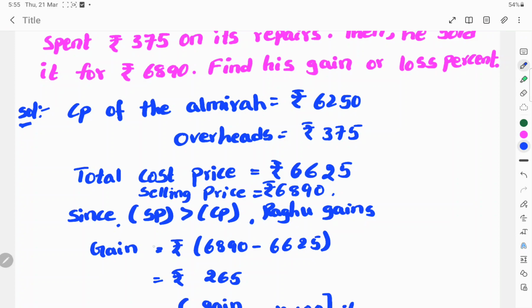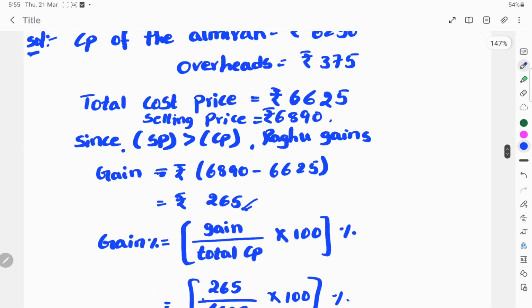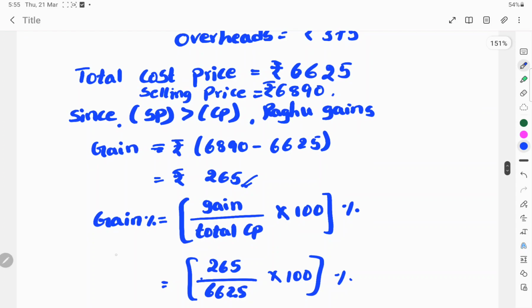So how many rupees is the gain? Gain is 6,890 minus 6,625. So this subtraction will be applied. 265 rupees is the gain. Now to find the percent: gain percent is gain by cost price into 100.